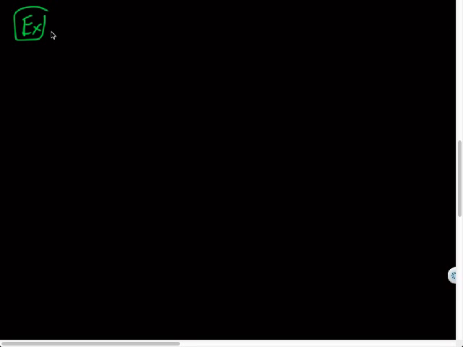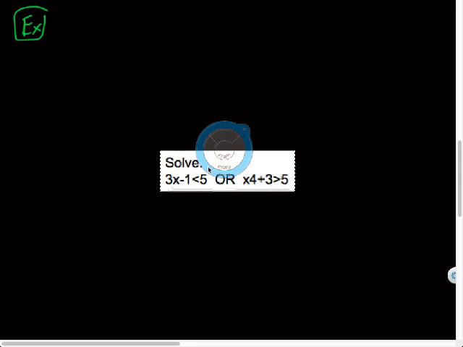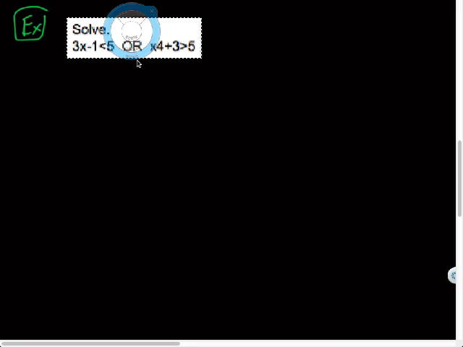Example A, another compound. Here we are. And this one's logically a little bit different. This one's got an "or" thrown smack dab in the middle of it.